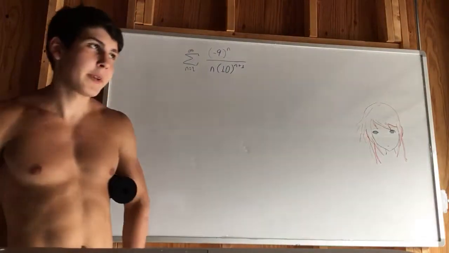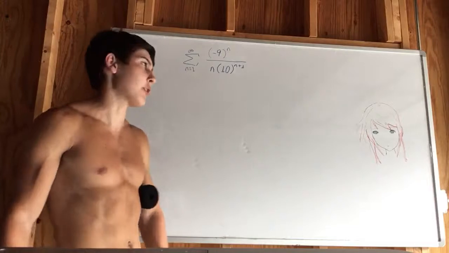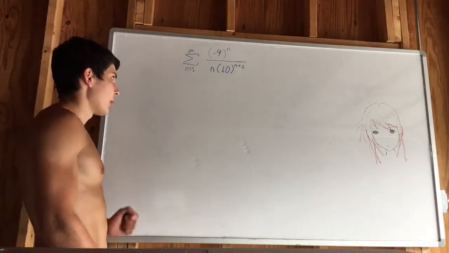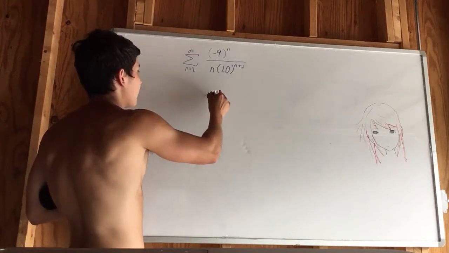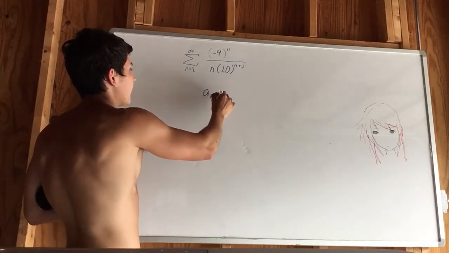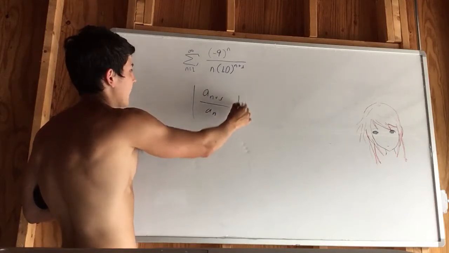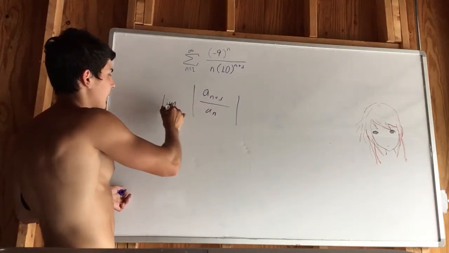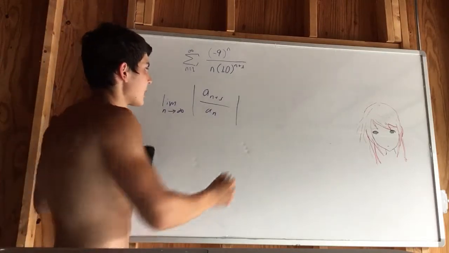We want to determine whether the series is absolutely convergent, conditionally convergent, or divergent. So with this one, I would do the ratio test. With the ratio test, we take a sub n plus 1 over a sub n in our absolute value, and we take the limit as n approaches infinity. So what is our a sub n plus 1?